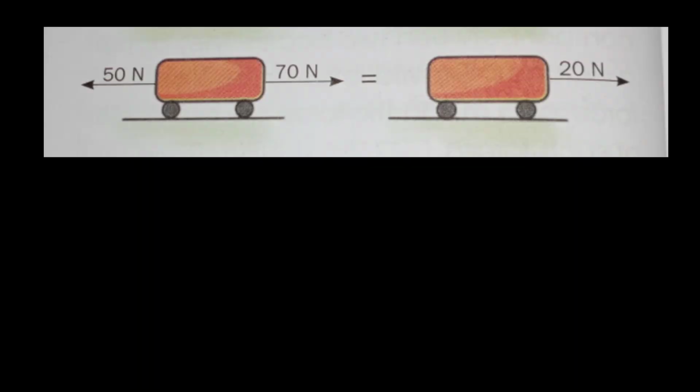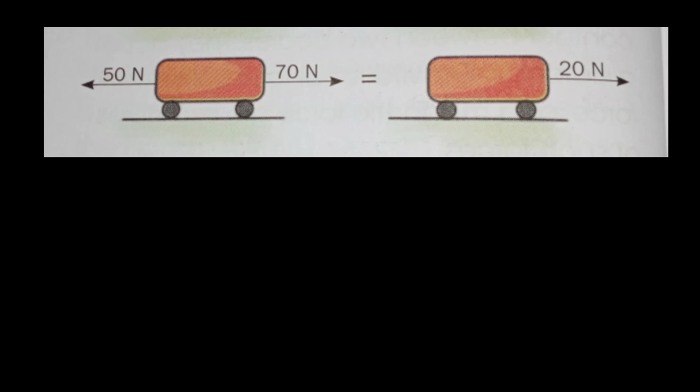Okay. Now in the second case, if two forces are acting in the opposite direction, you can see that the forces are acting in the opposite direction. And you can see that one force is greater and one force is smaller. When the two forces are acting in the opposite direction and one force is greater than the other, one is 70 Newton and one is 50 Newton, then how to find the resultant force? We have to find the difference of the two forces. Then only we will get the resultant force.